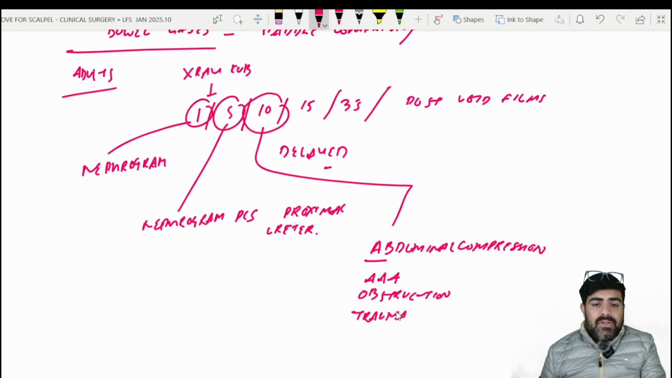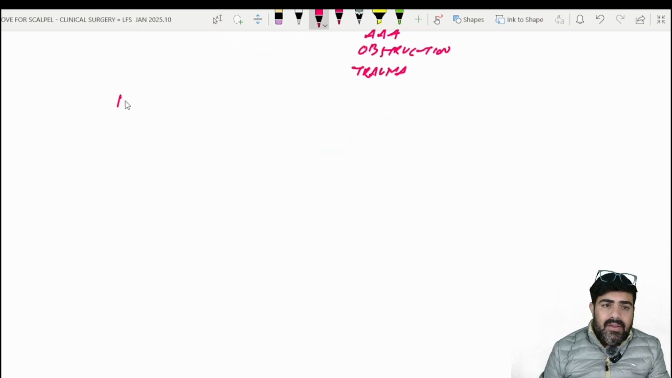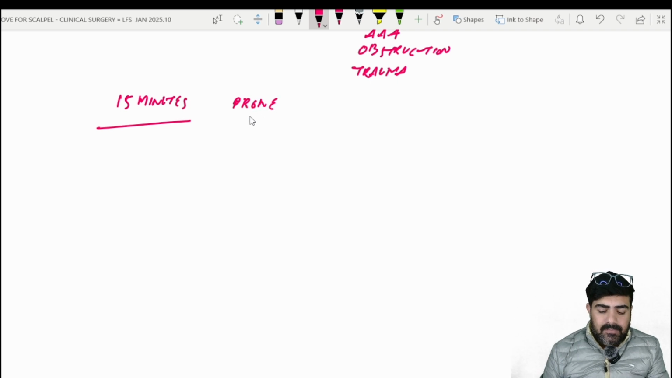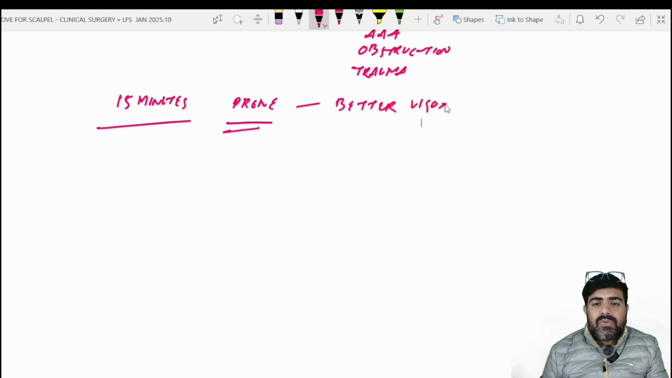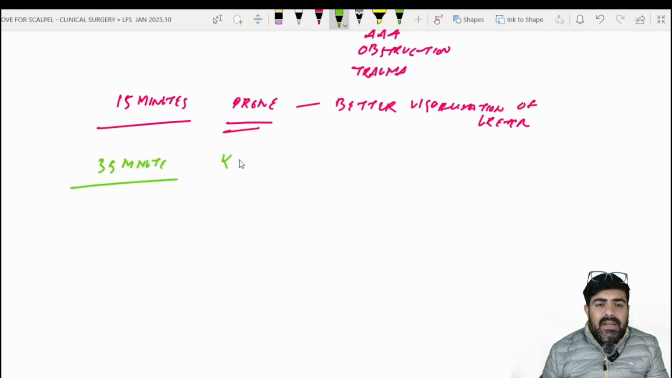Then after visualization of the pelvicalyceal system, at 15 minutes the position is prone. This is for better visualization of the ureter. Then we take the 35-minute film, so we can see kidney, ureter, and bladder.